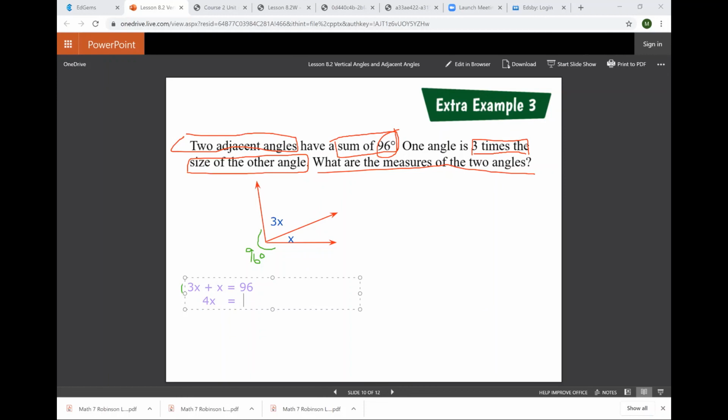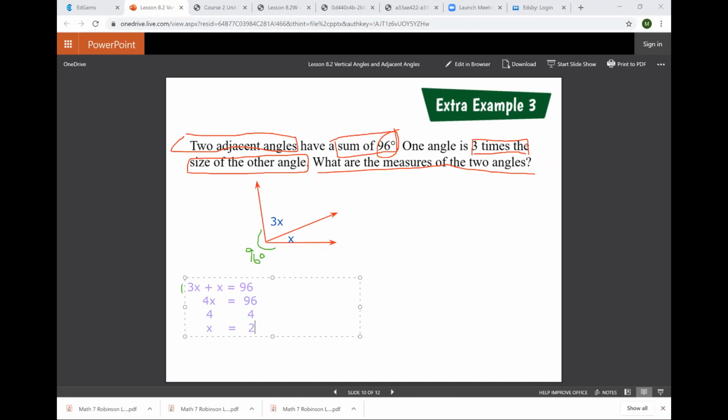4x equals 96. Okay, when I have a number next to a variable, that's multiplication. The opposite of multiplication is division. So I have to divide each side by, you said 4, you got it. 4 divided by 4 is 1, and 1 times x is x equals 96 divided by 4. How many times is 4 going to 9? It goes in there 2 times. 2 times 4 is 8, and 9 minus 8 is 1.